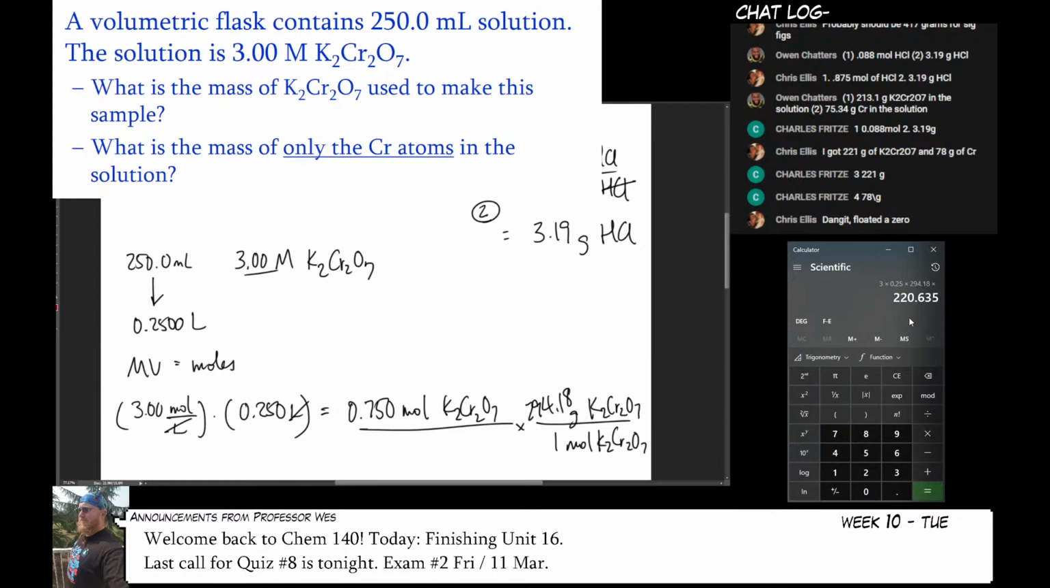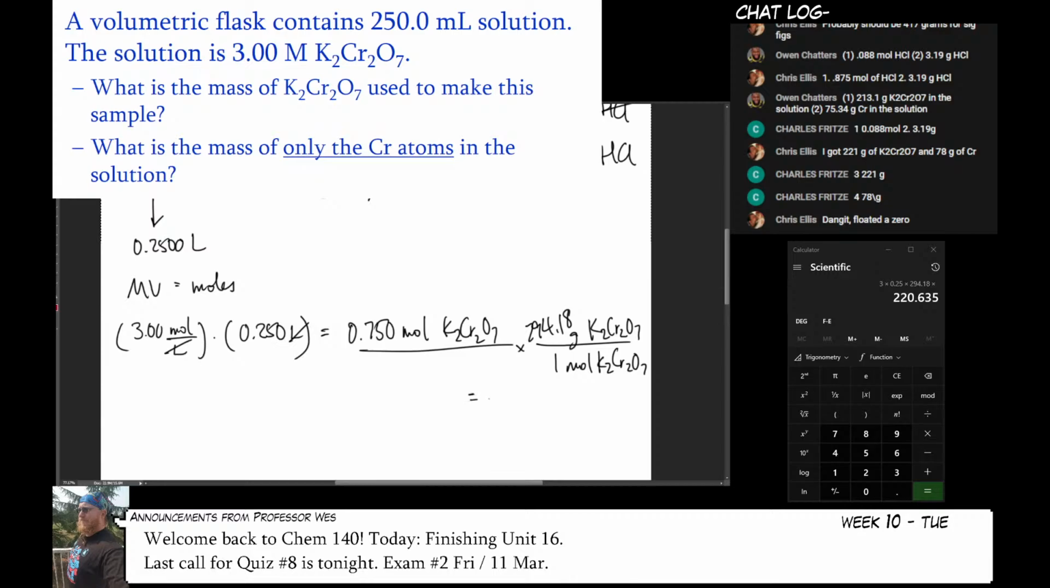Why didn't that work? That's what I want. I want 220.635. Okay. Or 221 grams K2Cr2O7. So there's number 3.